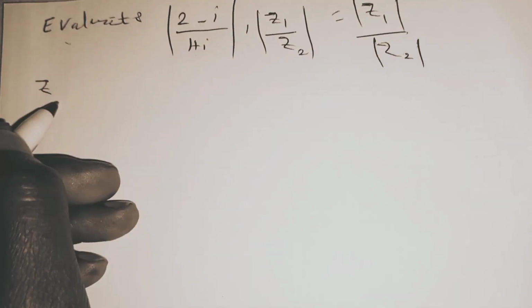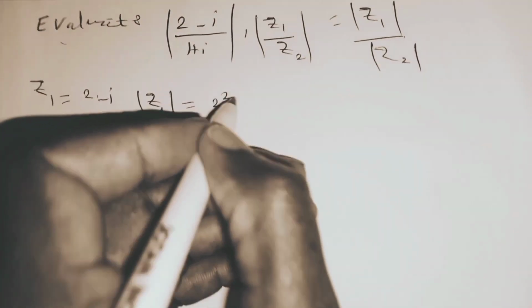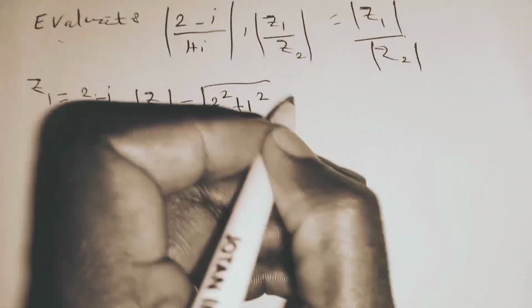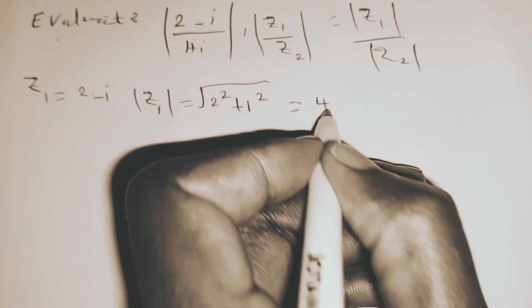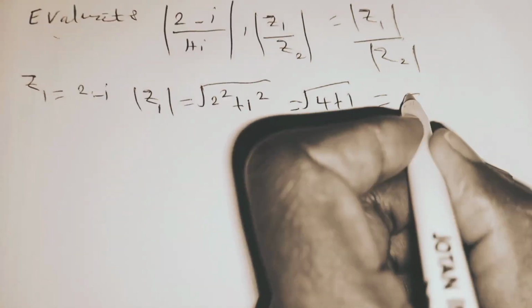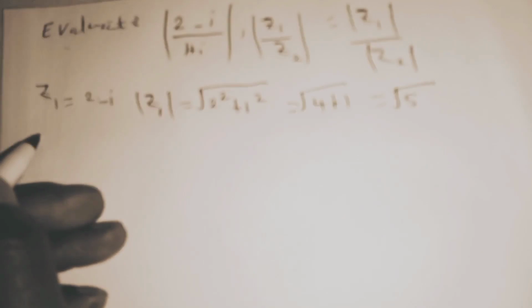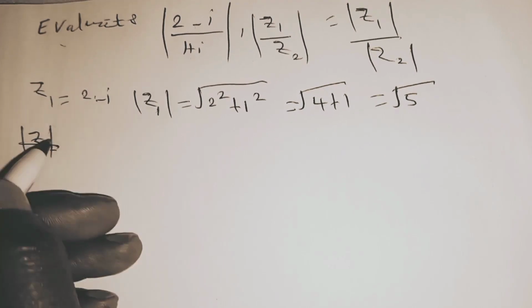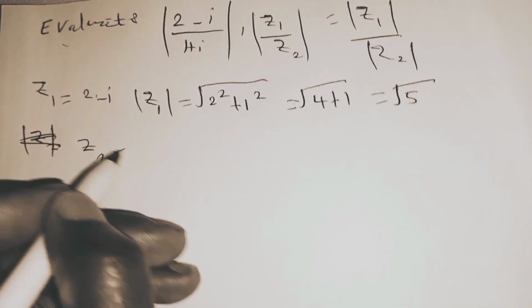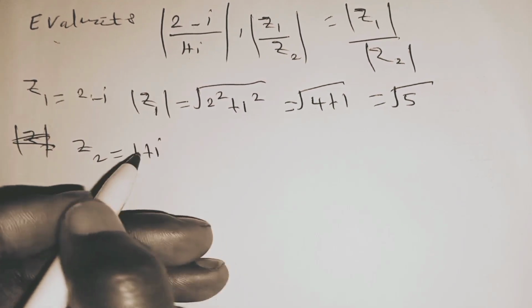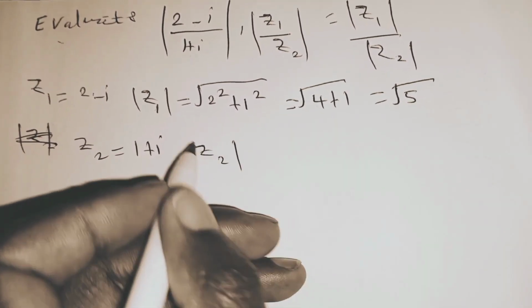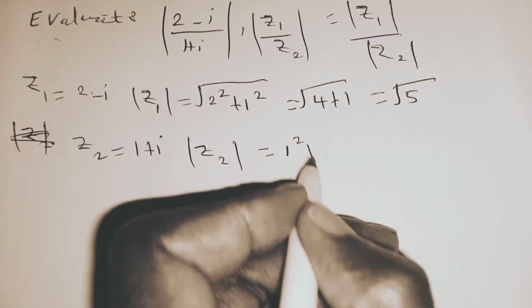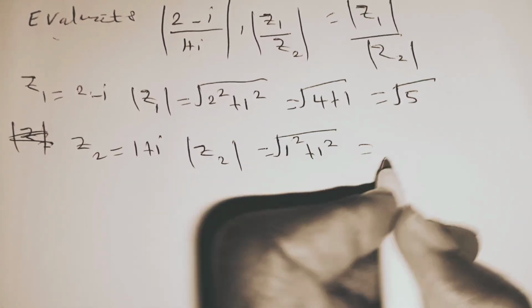Our z1 in this case is equal to 2 minus i. So the z1 modulus is found by the square root of 2 squared plus 1 squared, which is equal to the square root of 4 plus 1, which is equal to root 5. For our z2 modulus, first of all, we start with our z2. Our z2 is equal to 1 plus i. So our z2 modulus will be given by the square root of 1 squared plus 1 squared, which is equal to root 2.